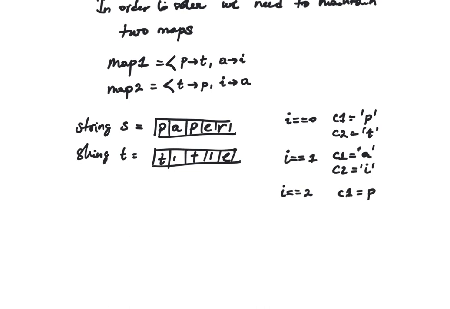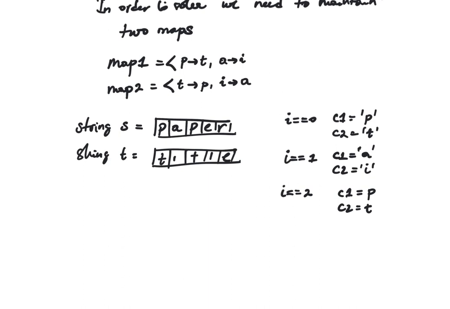C1 is equal to P, C2 is equal to T. You notice that map 1 contains C1. In that case, we check if C2 is different to whatever map1 C1 is mapping to. So P is mapping to T, and T is equal to C2. So we just keep going, because if C2 was different to what P is mapping to, then you would stop the algorithm and return false, because we just found a mismatch.